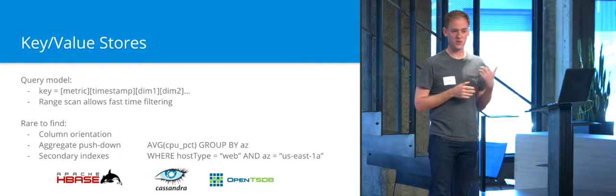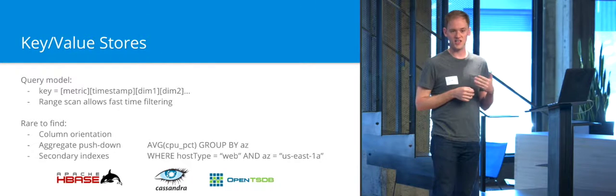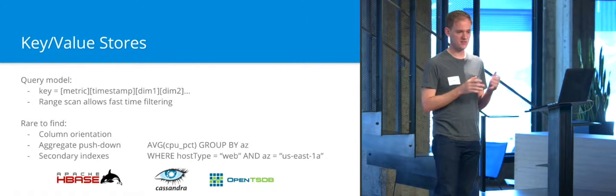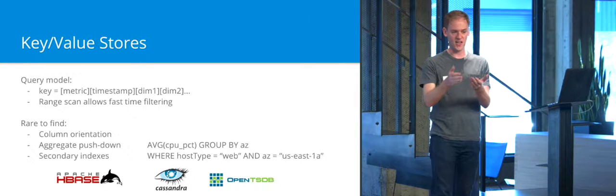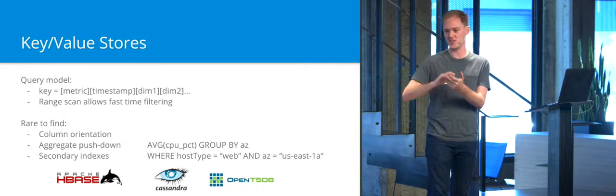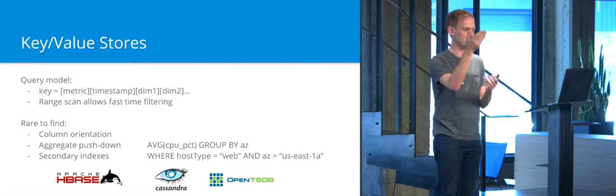And what you're going to do to query is a range scan on that key. Because it's a range scan, key value stores all do this pretty quickly, but the key is arranged in a certain order. So your filter has to be some metric and then some time range and then the first dimension. And if your filter doesn't involve the first dimension, then at that point you can't use any of the other ones for a filter. You have to just sort of scan everything.